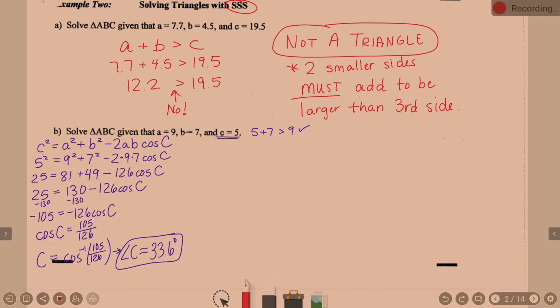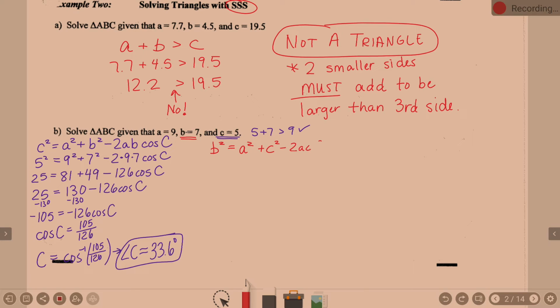Angle B, because it's the next smallest, or next largest, I don't know which way you say that, but it's not the largest one, right? Okay, so we're going to go to angle B now. That means I'm using which equation? Okay, the one starting with B squared.